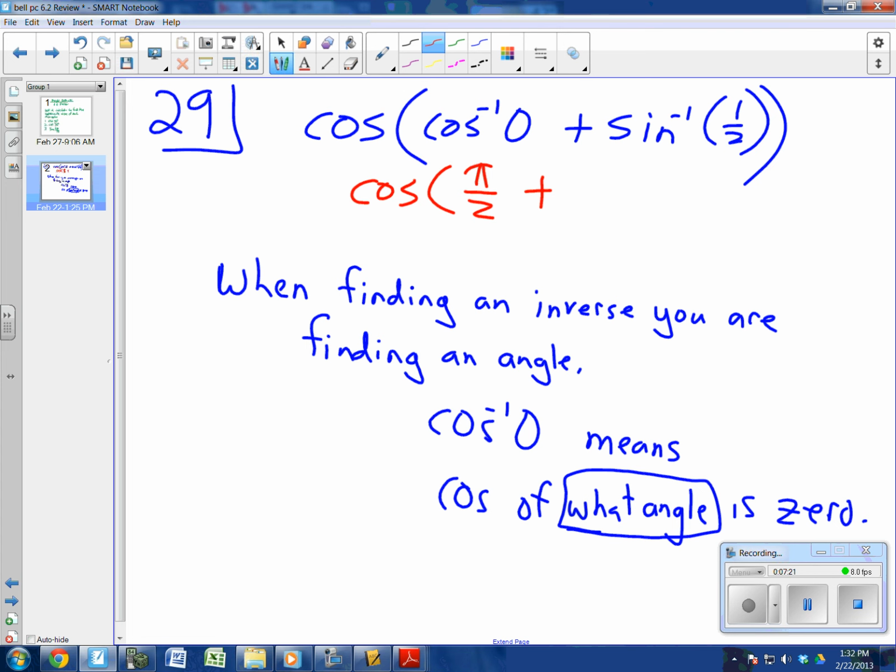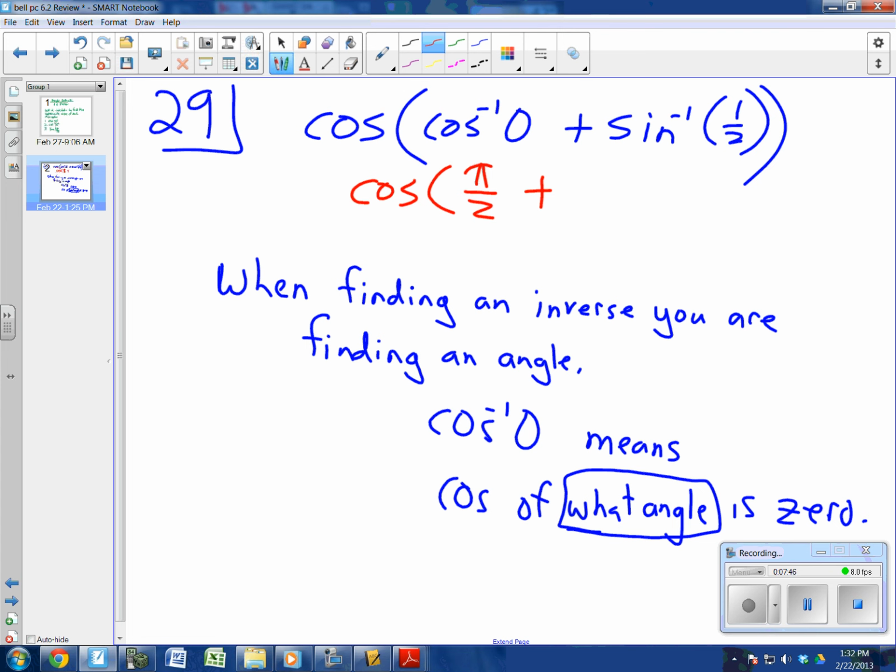Okay, so the reason I don't take 3 pi halves on that, because 3 pi halves also has a cosine of 0, is because it's outside the range. Remember, cosine inverse is only in the first 2 quadrants. Got that? And where's the sine inverse located? In the 1st and 4th quadrant, but if it's in the 4th quadrant, you have to get there by going in the negative direction.